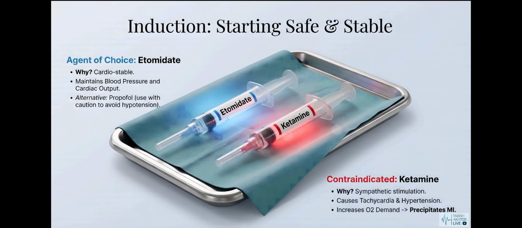And for the induction, we can use etomidate as it is cardiostable. It maintains blood pressure and cardiac output. We can also use propofol, but we have to avoid hypotension. Contraindication: we cannot use ketamine as it causes sympathetic stimulation. It can cause tachycardia, increase in the heart rate, hypertension, increase in the blood pressure. Right? As a result, it can precipitate myocardial infarction, heart attack.